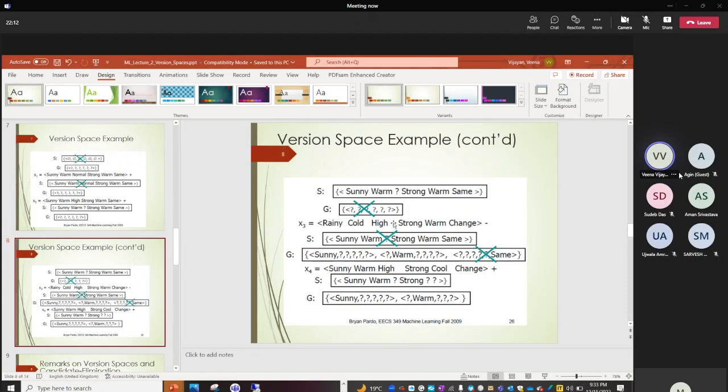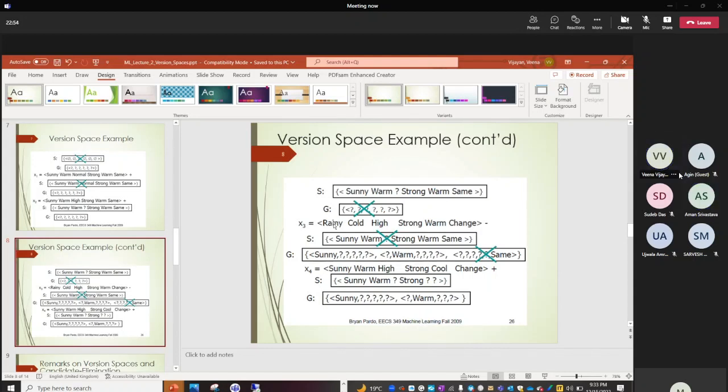The third case is rainy, cold, high, strong, warm, change. This is a negative case. It is not matching with what we have. But in Find-S, we used to ignore the negative case. Here we still consider the negative case. When we take the negative case, the specific will remain the same, but the generic case we are changing here. Rainy is a negative case, and we don't have rainy in the previous two cases, so we are writing sunny and rainy.